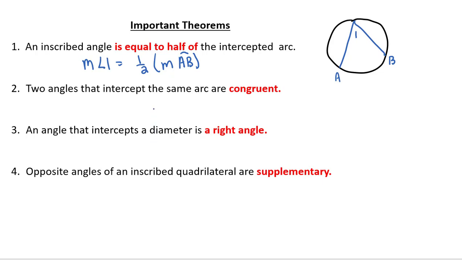Two angles that intercept the same arc are congruent. So let's see if I can get a good picture going here. So two angles that intercept the same arc. So I have, we'll call that angle 1, and angle 2. It might be kind of hard to see there, they both intersect that same arc. So the measure of angle 1 is going to be congruent to the measure of angle 2.